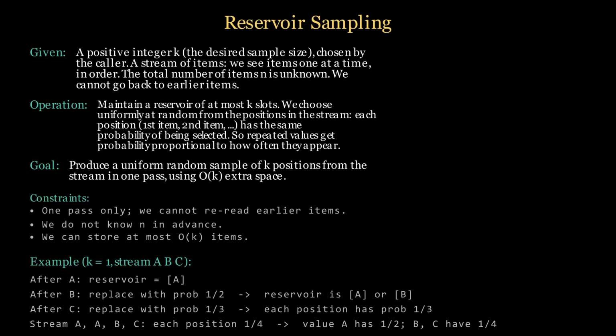We are choosing one position uniformly from the stream. In the first example with A, B, C, each of the three positions has probability 1/3. After the first item A, the reservoir holds A. When B arrives, we replace with probability 1/2, so the first and second position are equally likely. When C arrives, we replace with probability 1/3, so in the end the first, second, and third position each have probability 1/3. If the stream were A, A, B, C, each of the four positions would have probability 1/4, so the value A would have probability 1/2 and B and C would each have probability 1/4.